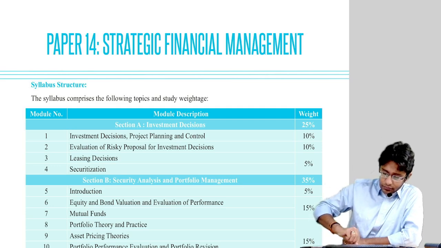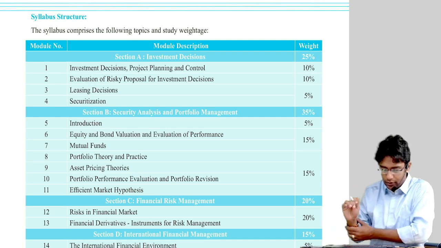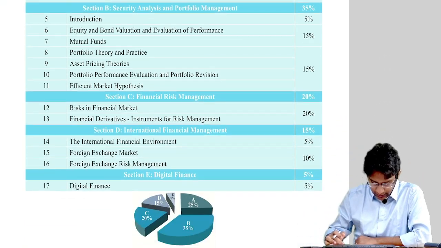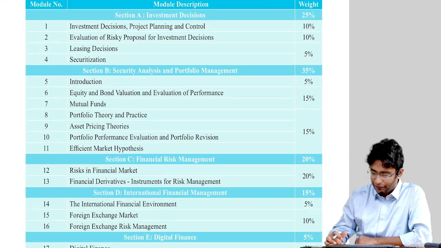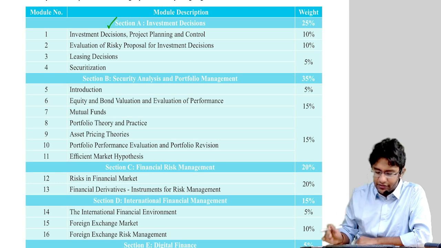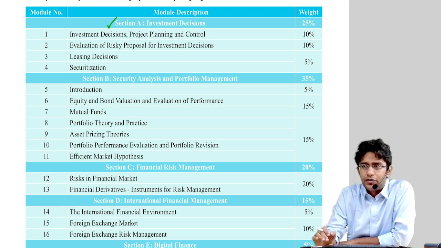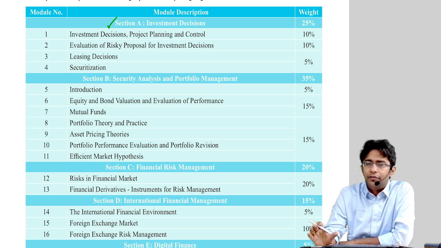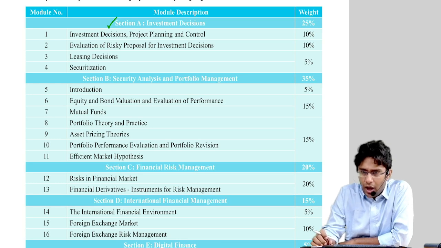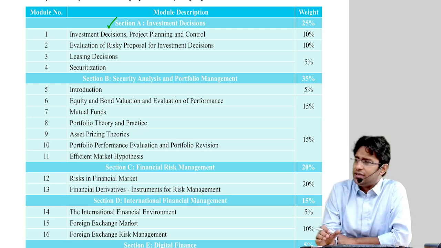If you see the contents or the broad chapters, the entire syllabus is divided into a total of 5 sections. Section A covers investment decisions. In a very simplistic manner, this is a glorified version of the capital budgeting chapter. Did you have it in your CMA Inter? Capital budgeting? Yeah. That NPV calculation, IRR calculation, those things are again there.